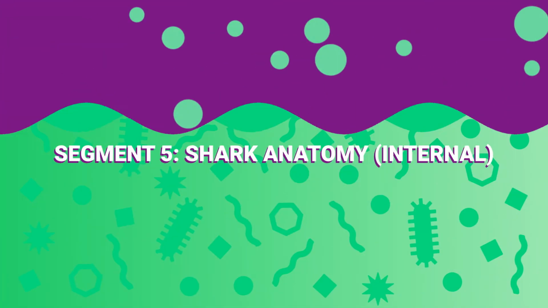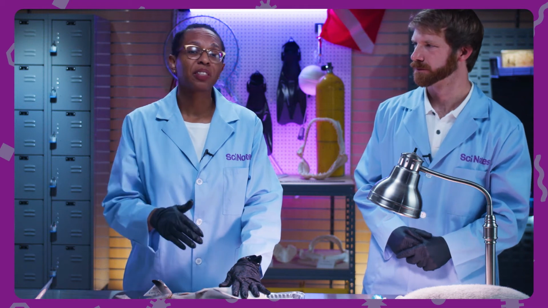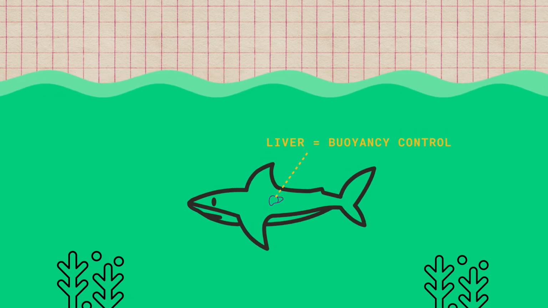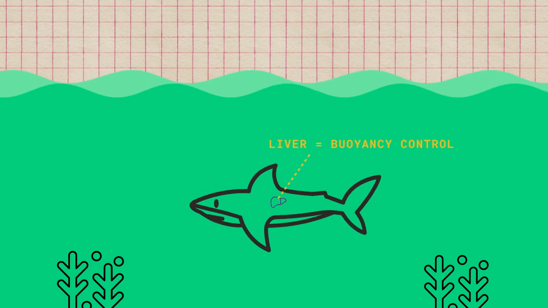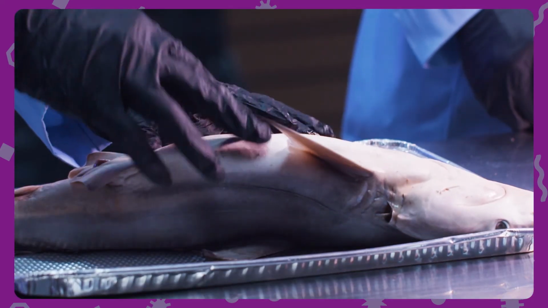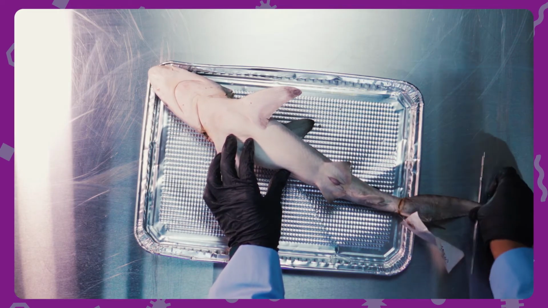So sharks actually regulate their buoyancy much different than a fish. Sharks do not have swim bladders like fish do, and they actually control their buoyancy up and down in the water column with their sizable livers. So what we're going to do is open the shark up to see the internal organs and actually take a look at that liver and how big it is.